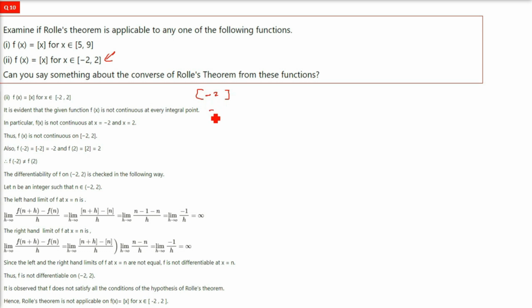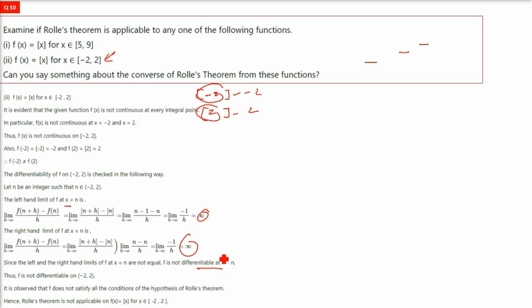When you put -2 or 2, you will not get any other value than -2 and 2. That is, this is the greatest integer function. f(a) equal to f(b) is not satisfied here. Both 2 and cannot be equal to -2. And as I said, left hand limit and right hand limit you can apply here. In this case, you will get infinite in both the cases. But that doesn't mean that Rolle's theorem can be applied.